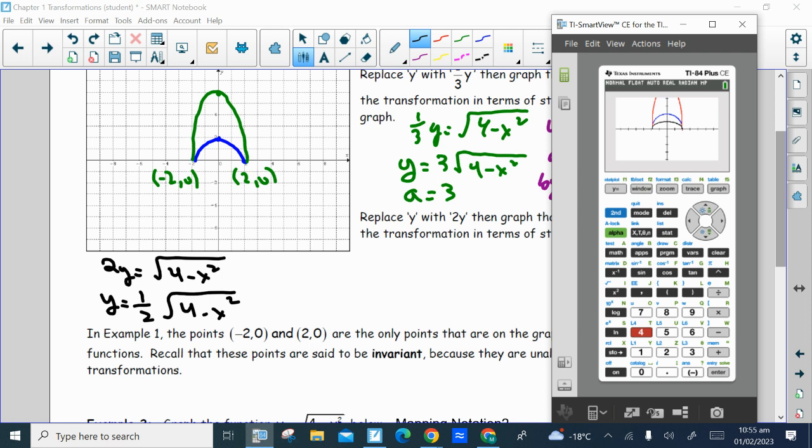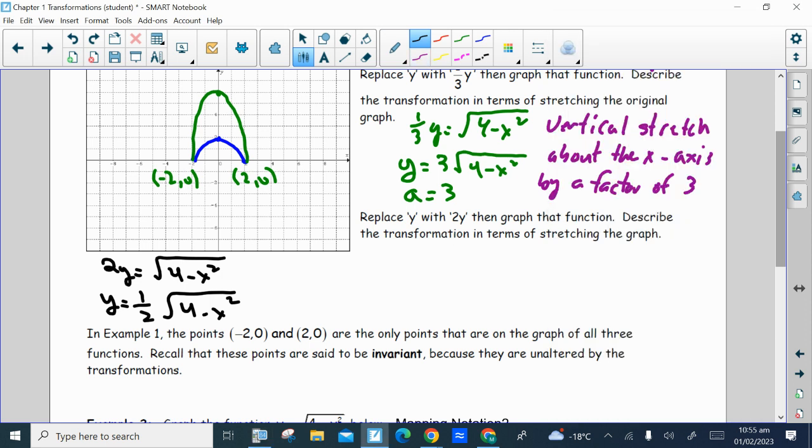The x-intercepts are invariant. At the x-intercepts, the y values are 0. Multiplying 0 by any scale factor doesn't change it. So I have the same x-intercept. The y-intercept is now at positive 1 instead of positive 2. And the graph looks something like that.